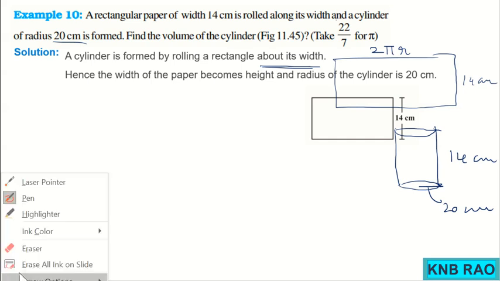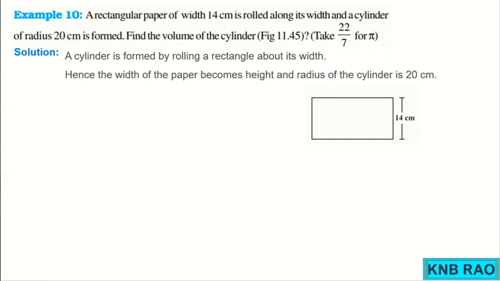Let me wipe them out. Here I have wiped them out. So, here is the cylinder with a 14 centimeter height and 20 centimeter as the base radius, where the circumference of that base circle becomes the length.